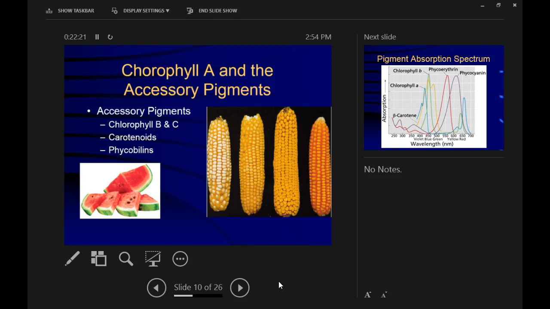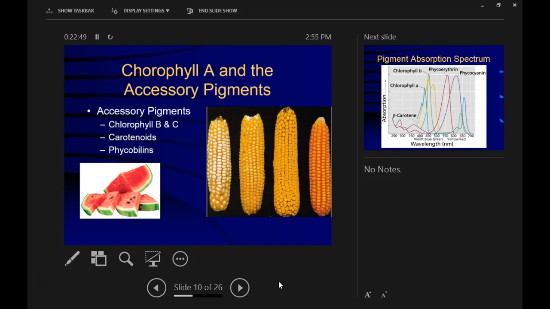All these different pigments that we find in leaves actually play a really important role because they absorb different wavelengths of light, wavelengths of light that are ignored or reflected back by chlorophyll A.